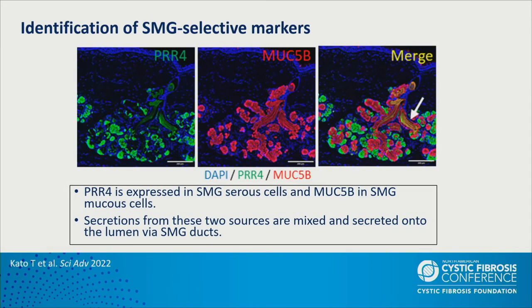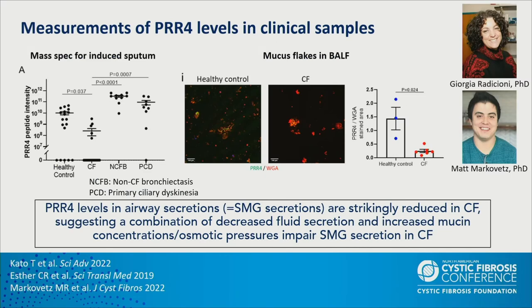So this is the immunofluorescent co-staining of PRR4 and MUC5B. The PRR4 in green color stains gland serous cells, and MUC5B in red color stains gland mucus cells. And the secretion of these two regions mixes in the gland duct and is transferred to the airway lumen. Because we could identify PRR4 as a gland selective marker, we hypothesized PRR4 level in CF airway fluid is decreased.